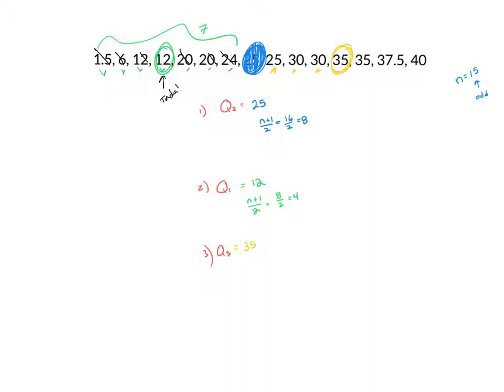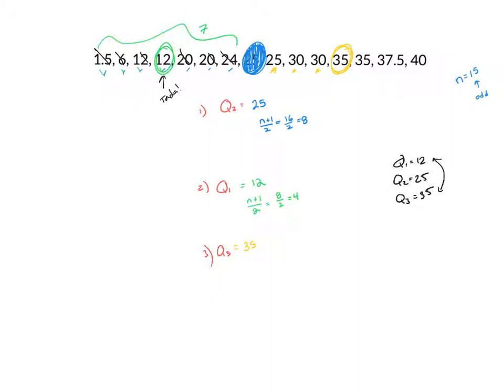What's nice about this is now I have all my information. Q1 is 12, Q2 is 25, Q3 is 35. What's interesting here is that between Q1 and Q3 is about 50% of our class, which tells me that about 50% of our class is working somewhere between 12 and 35 hours.